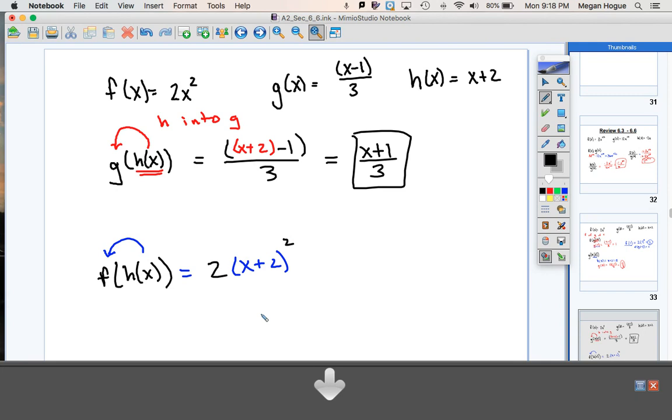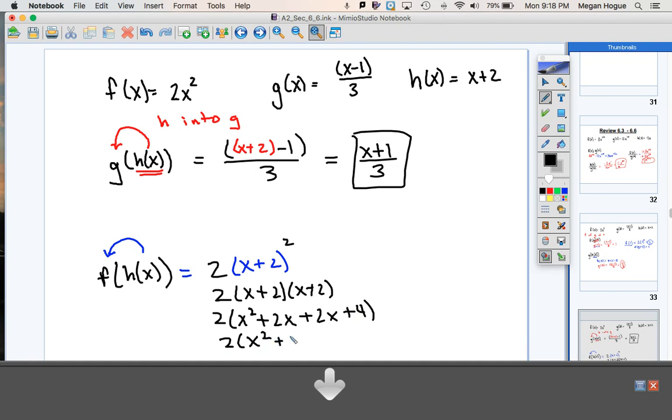Remember, order of operations here. You can't distribute first. That tells you to go to the exponent. Remember something else we've talked about all year. You can't distribute. Something like that, we're going to have to FOIL. So I'm going to write that out twice. I'm going to keep the 2. I'm going to FOIL. I'm going to get x squared plus 2x plus 2x plus 4.